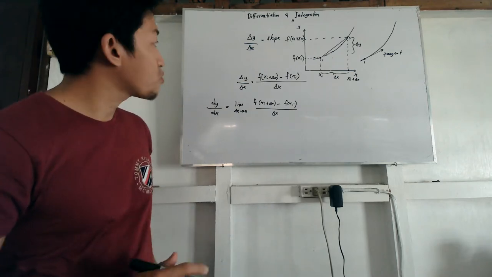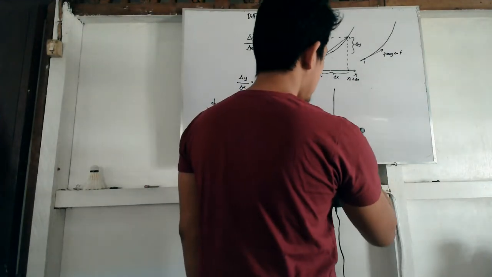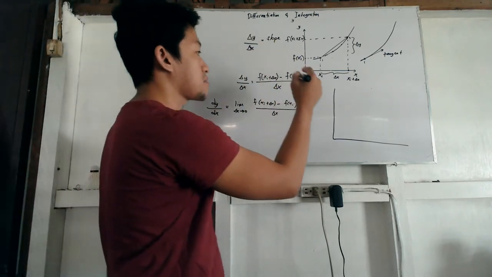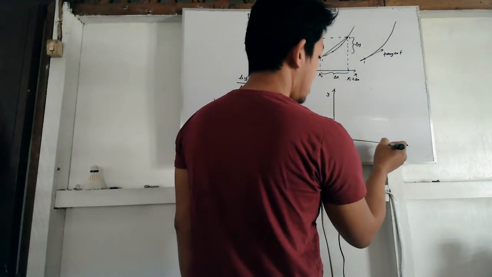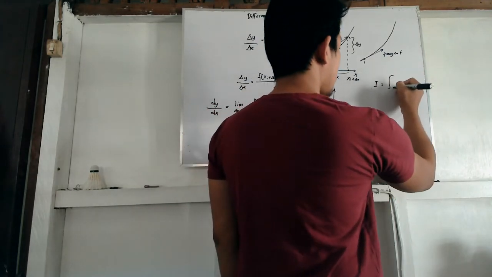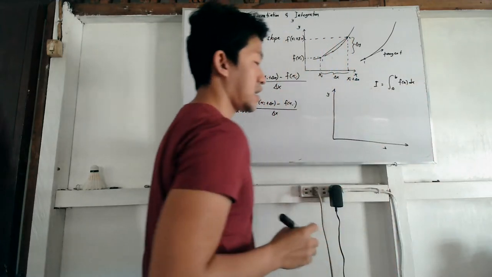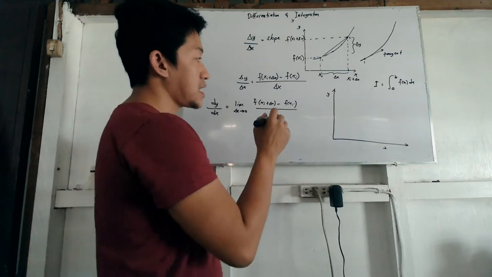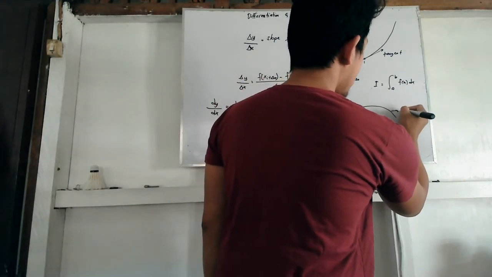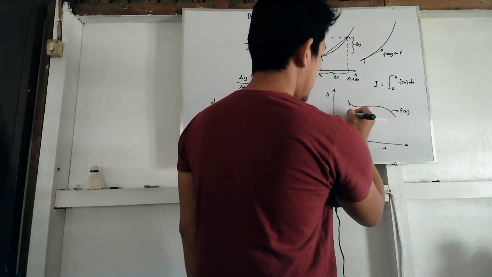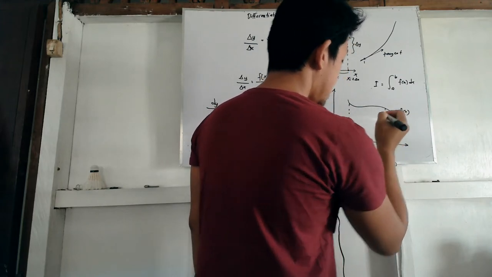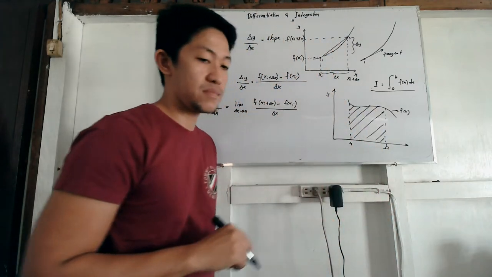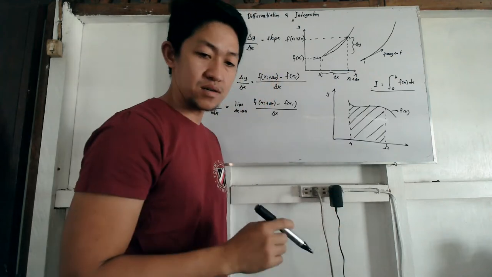Now, if we proceed with integration, integration is the opposite of the derivative. Okay? It is usually denoted by this expression: the integral of f of x dx from a to b. This is your f of x, this is a, this is b. It means this is the area bounded by this curve. Area is what it means.